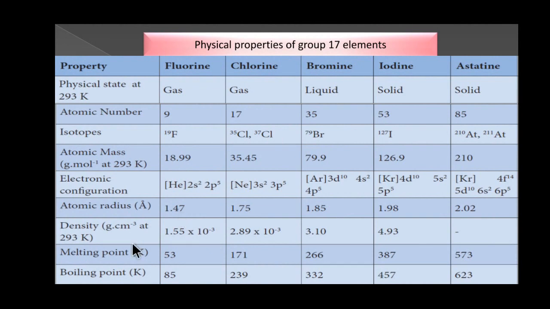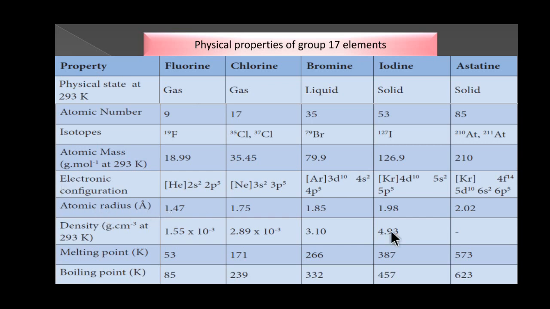Next we are going to see the physical properties of Group 17 elements. We are going to discuss boiling point, melting point, density, atomic number, radius, and electronic configuration. In standard conditions at 293 Kelvin, fluorine exists as a gas, chlorine exists as a gas, bromine exists as a liquid, iodine is a solid, and astatine is a solid. Fluorine has 1 isotope, chlorine has 2 isotopes, astatine also has 2 isotopes, and the others have 1 isotope.